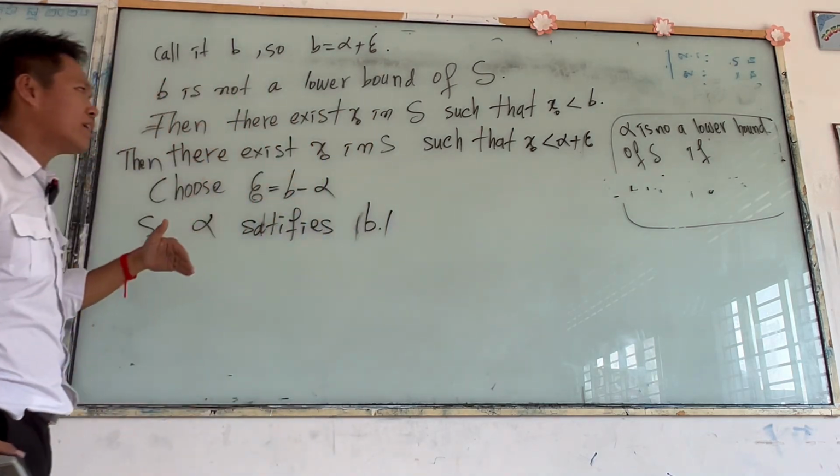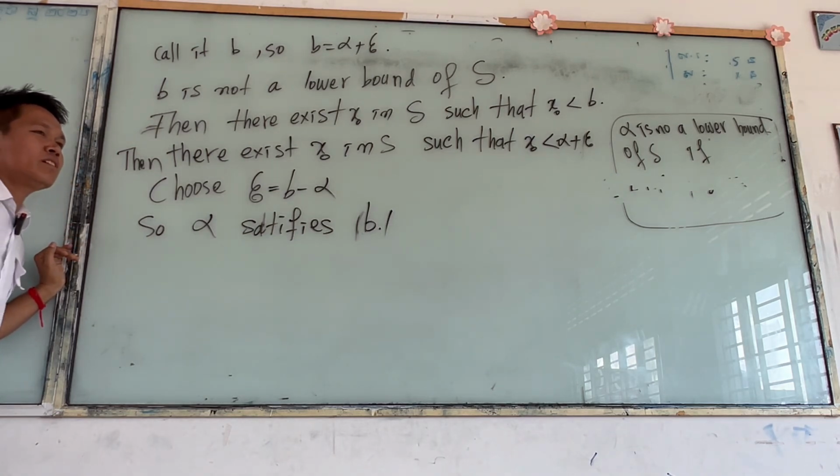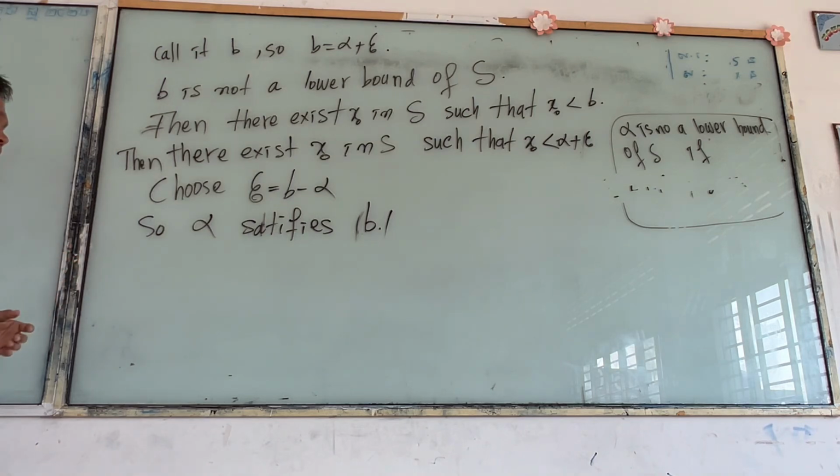And now we have shown that alpha, the infimum of the set S, satisfies conditions A and B. And now we have to show that alpha is unique. To show that alpha is unique, I will use the contradiction technique. Okay?